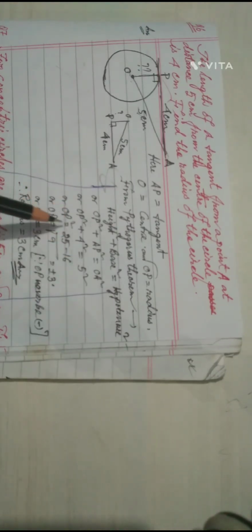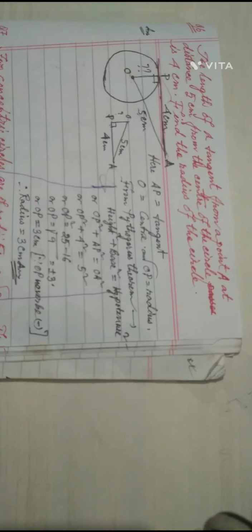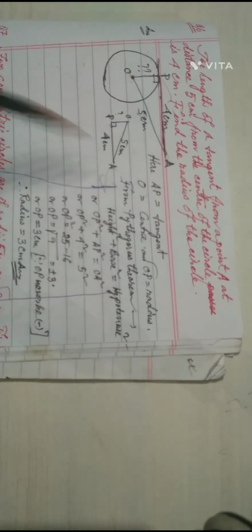OP square plus 4 square equals 5 square, and OP square equals 25 minus 16, so OP equals root over 9, equals plus minus 3. But length can never be negative, and that's why OP equals 3 cm. So what is OP? OP is the radius of the circle. We have to find the radius of the circle. Therefore, radius equals 3 cm. Clear? Thank you.